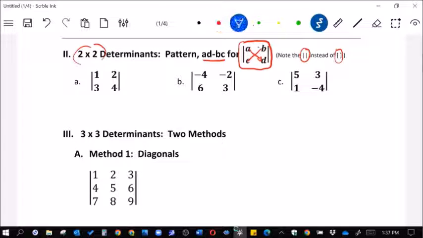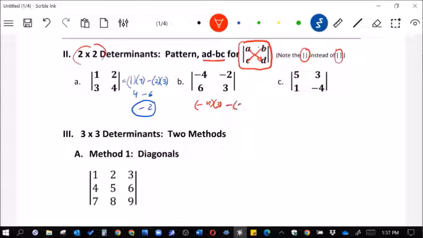So the way we will do it here on this first one is we'll do 1 times 4 minus 2 times 3. So we get 4 minus 6, so negative 2 is the result for this first determinant. For the next one now, we're going to do negative 4 times 3 minus negative 2 times 6. Notice all the negatives. Yes, that's on purpose to practice them. Minus negative 12, so that's negative 12 plus 12. So this is the determinant of 0.